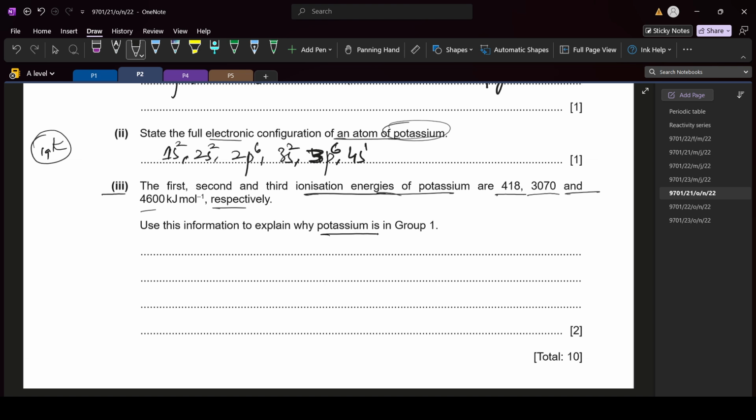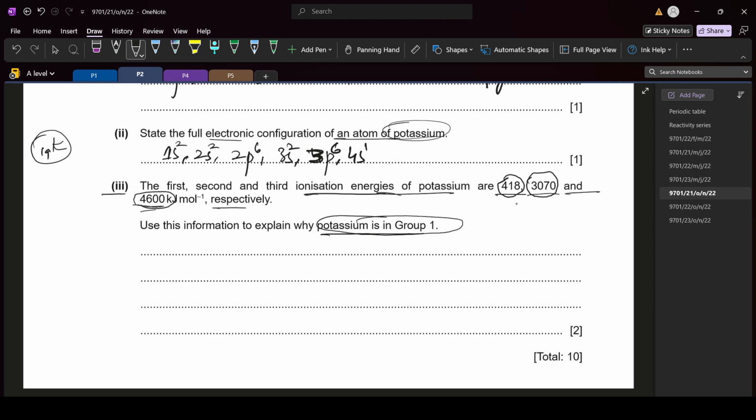Use this information to explain why potassium is in group 1. Okay, why is it in group 1? Because you can see that there is a huge jump between first ionization energy and second ionization energy. You can see that, and there is not that great a jump between second and third ionization energy. So this big jump between the first and second ionization energy shows that it only has one electron in its outer shell, and this second electron is removed from the inner shell.